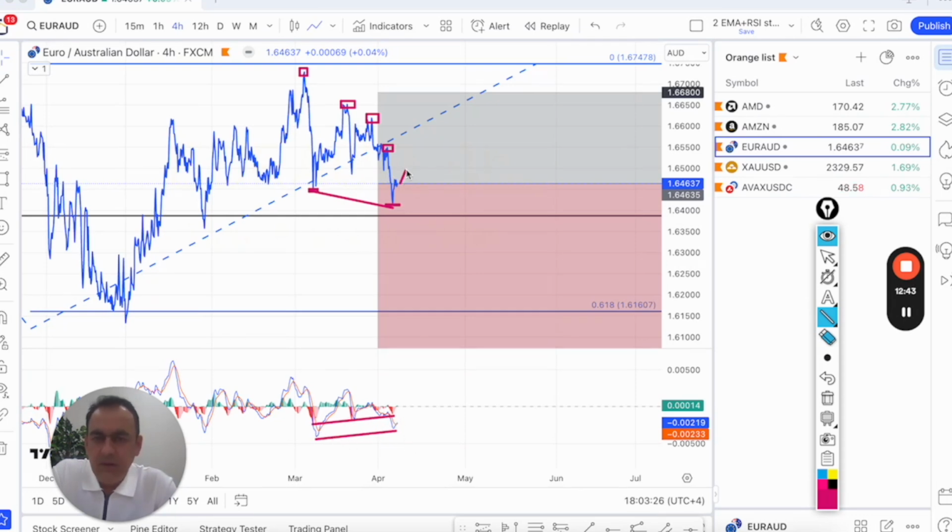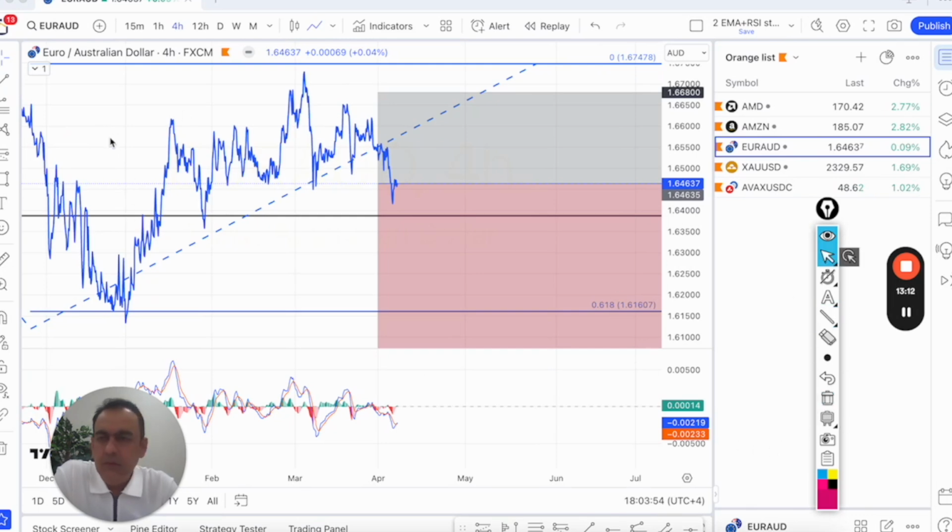So we can expect a short-term bounce and then continuation to the downside because higher time frame plan is still bearish. So I'm looking for bearish moves in Euro Aussie in the upcoming weeks. So immediately in the coming week we may get a bullish bounce, so you may take this as an opportunity to sell.